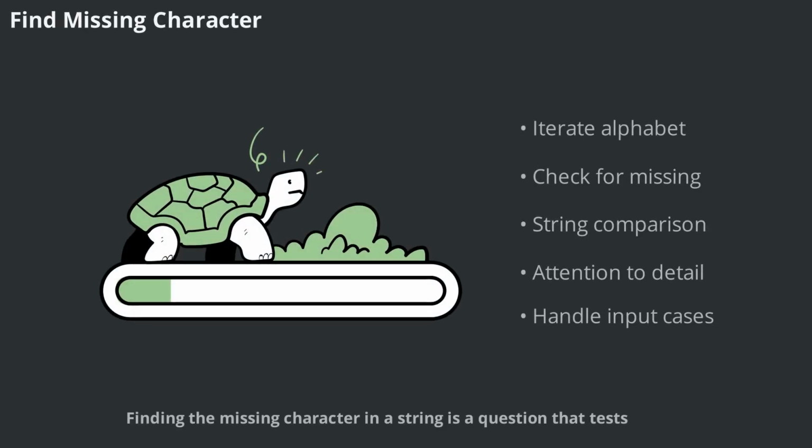Finding the missing character in a string is a question that tests your ability to iterate over the alphabet and check for absent values. By comparing the input string to the full alphabet, you can identify which character is missing. For example, if f is absent from the quick brown fox jumps over lazy dog, it's the missing character. This problem demonstrates your skill in iteration and string comparison. Interviewers use this question to assess your attention to detail and ability to handle different input cases.